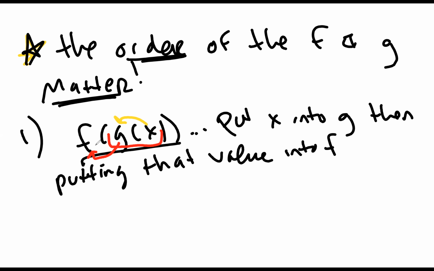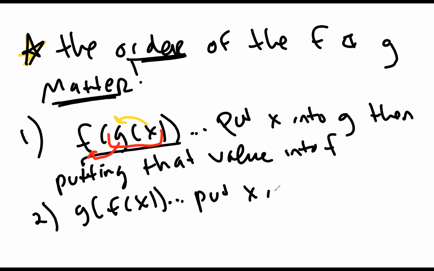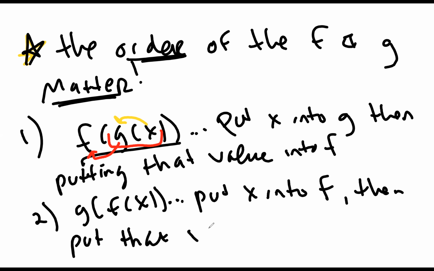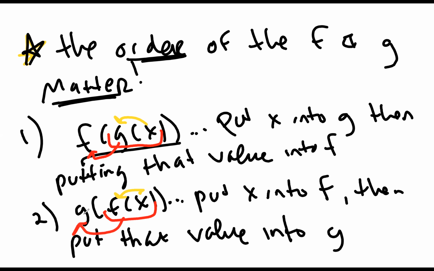That's it. But if the problem states G of F of X, then we would put X into F, then put that value into G. So we take this X and put it into F. That'll give me some type of value, whatever. And then I would take that value and put it into G.